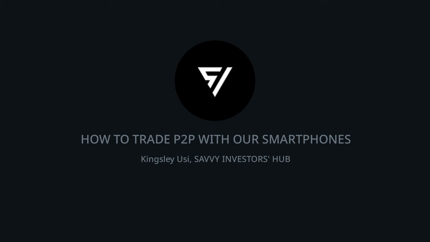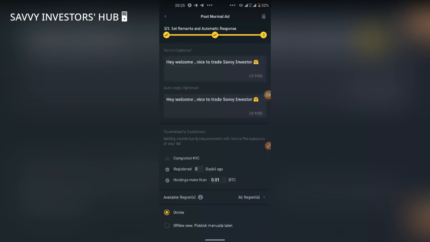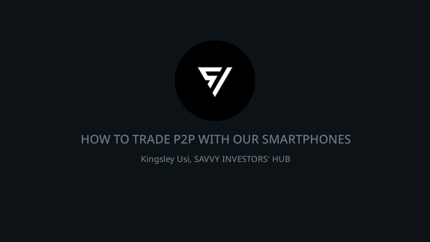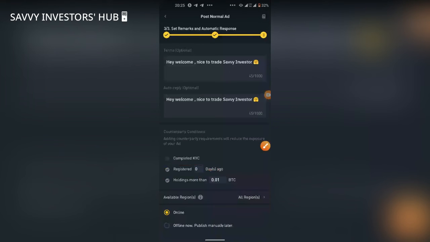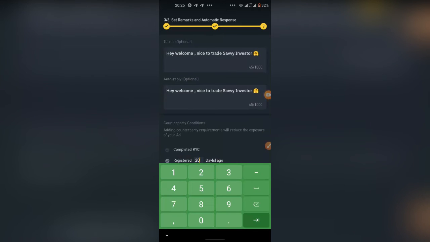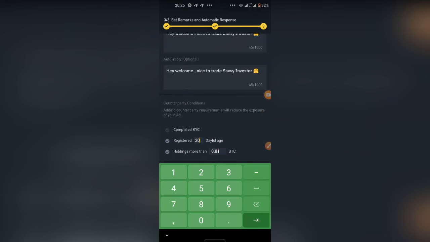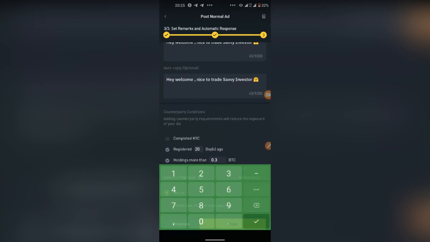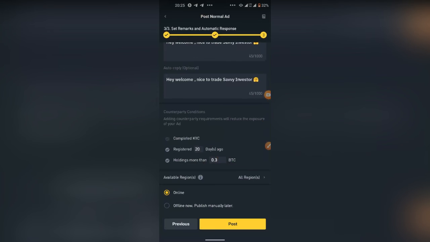So now you wanna set parameters. You wanna restrict people who just registered newly to not trade with you. So you're gonna maybe add, okay, people who registered less than 20 days ago should not be able to trade with me. So I'm gonna put this 20 days ago. So anybody that registered below 20 days ago will not be able to trade with me. Now, if I put BTC position, anybody that has about 0.3 BTC should not be able to trade with me, right? So I'm gonna click post.